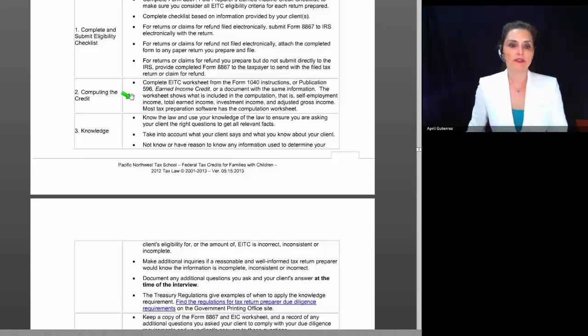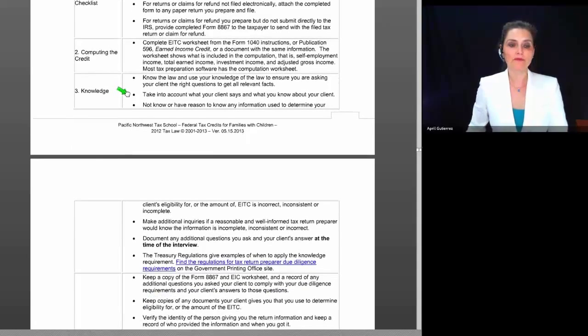Next, we have computing the credit. You must complete the EITC worksheet that is shown in the 1040 instructions to show how you calculated the credit. The IRS does not want you to mail the worksheet in, but they do want it maintained in the tax preparer records to show how the tax preparer calculated the earned income credit amount. And that worksheet would be used to factor in things like combat pay and minister's housing allowance, self-employment, wage income, to basically show where you arrived at your income amount that was used to go to the tables and calculate the credit.